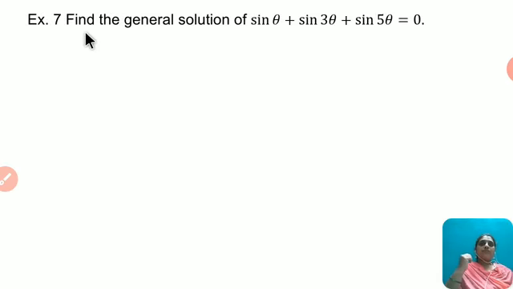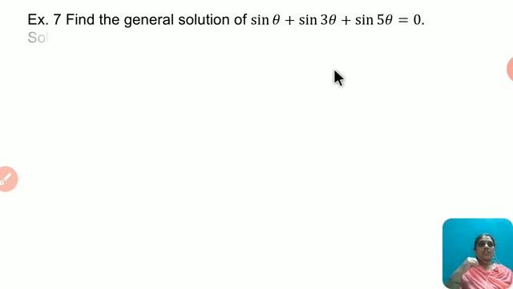This is the solution of 6th example. Now see the 7th example. Find the general solution of sin theta plus sin 3 theta plus sin 5 theta is equal to 0.